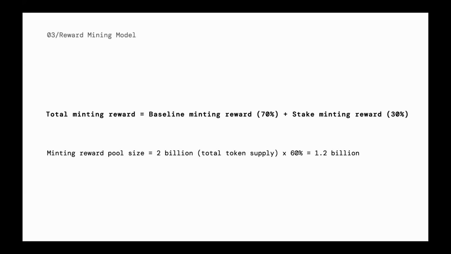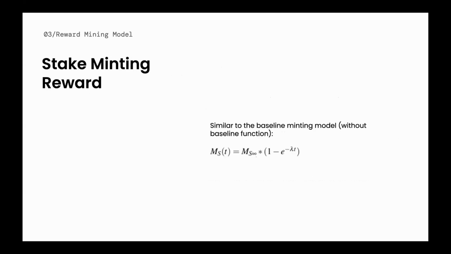And so for early bird miners, because there are very few miners in the network in the very early stage, you get more stake minting reward. And again, similarly, this stake minting reward follows an exponentially decay function. But again, here there's no baseline function. Okay, there's no baseline function. Only the total mining power in the network follows the baseline function, but not this stake minting reward.